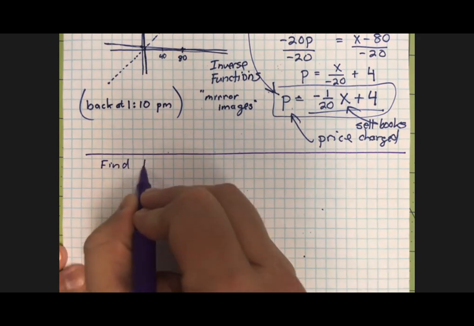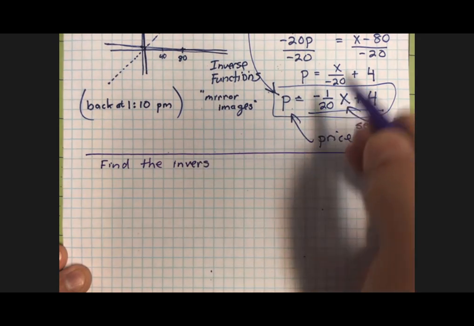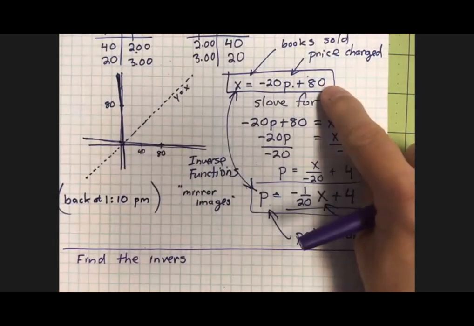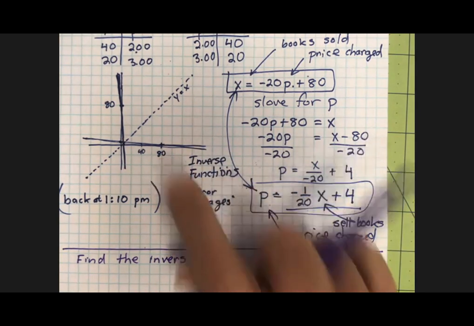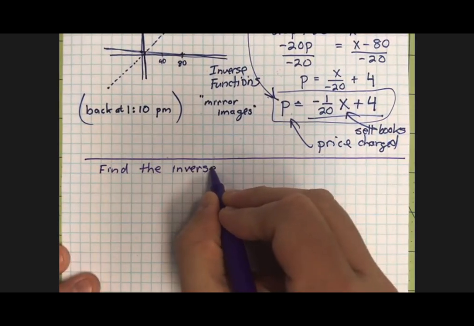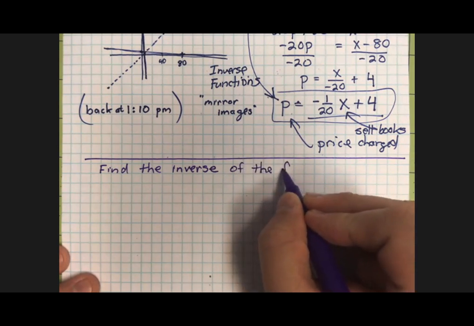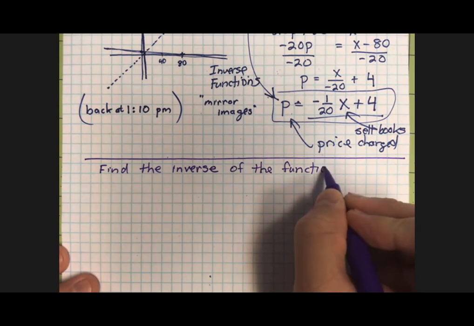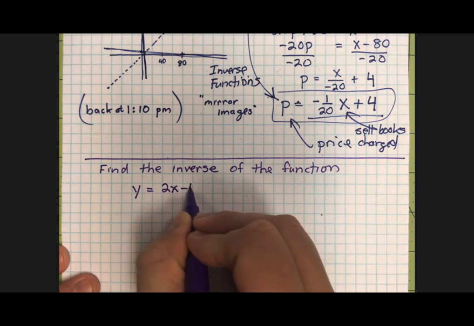Let's say I want you to find the inverse. I like these lines right here that we just did, but the numbers were a little bit extreme. The 80 and the 1/20th, those numbers were so far apart in extremeness, my picture wasn't very interesting. Let's try some more plain numbers. Let's find the inverse of the function y equals 2x minus 4.